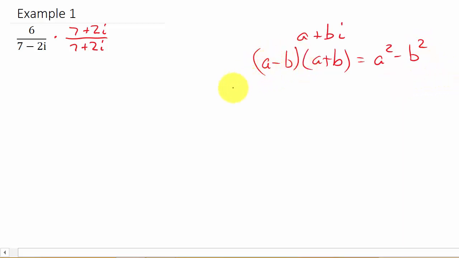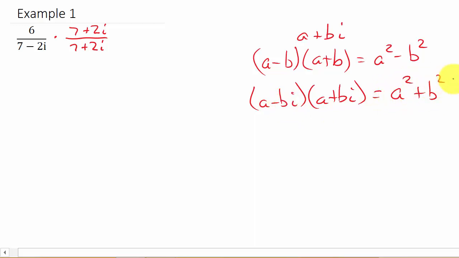Well, that's not quite what we have. We actually have a minus bi times a plus bi. And this formula is a squared plus b squared.